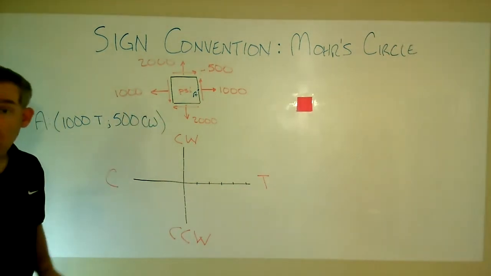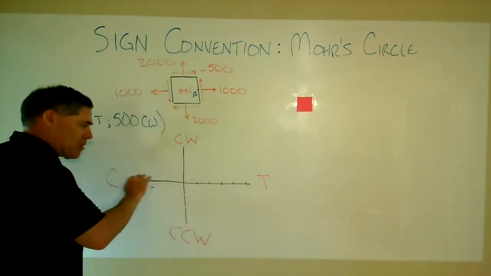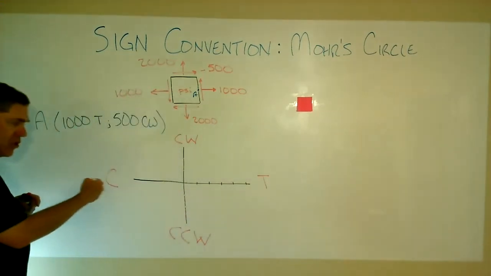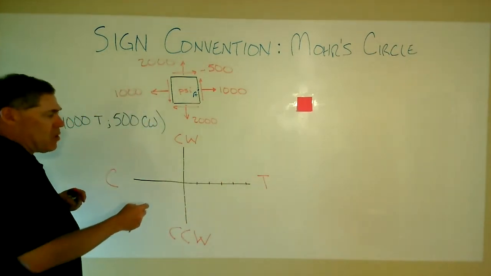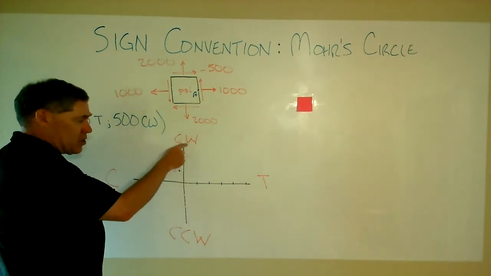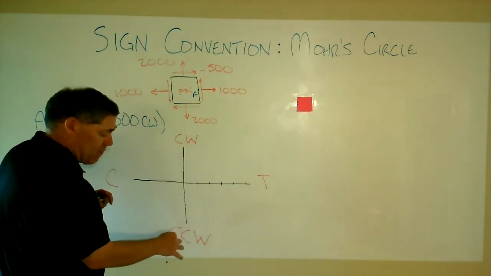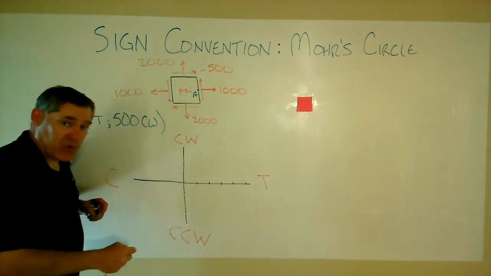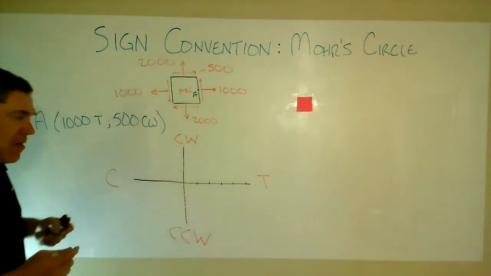And now let's plot that. On our Mohr circle axes, we've got the normal stresses on the horizontal and shear stresses on the vertical. Tension goes to the right, compression to the left. Tension is positive, compression is in the negative direction. For plotting purposes on Mohr's circle, clockwise shear stresses go up and counterclockwise go below. I remember that by clockwise has 2 letters, counterclockwise has 3 letters. More letters, heavier, sinks. That's how I remember that.